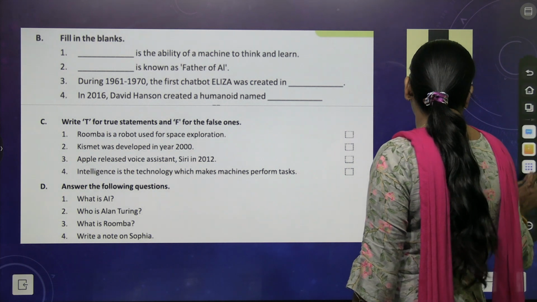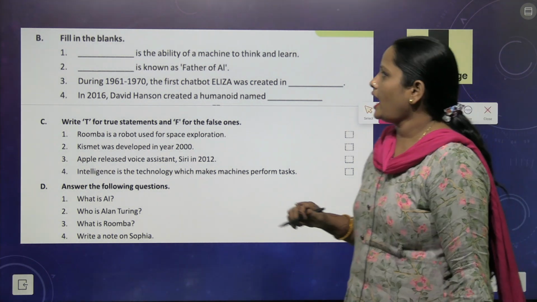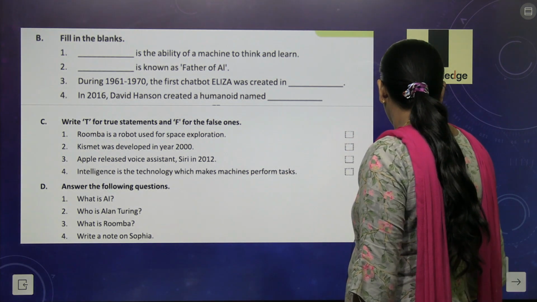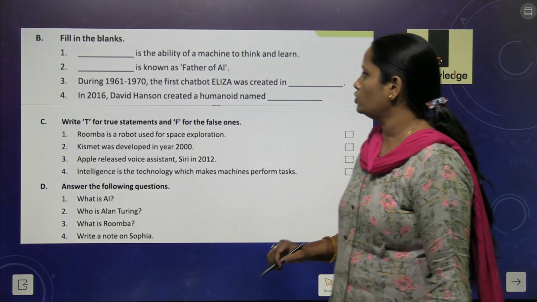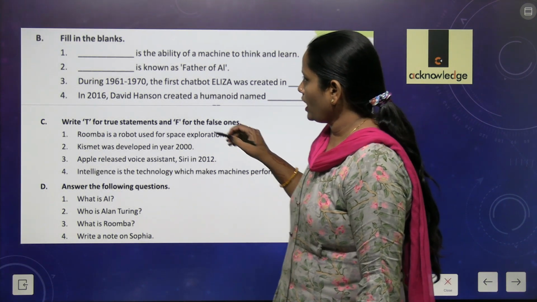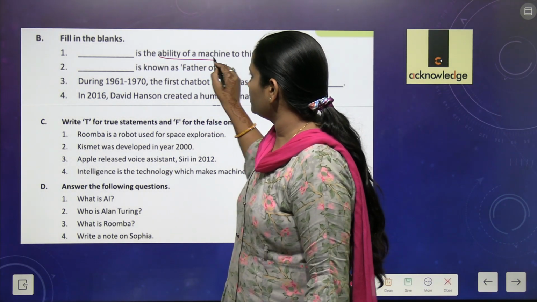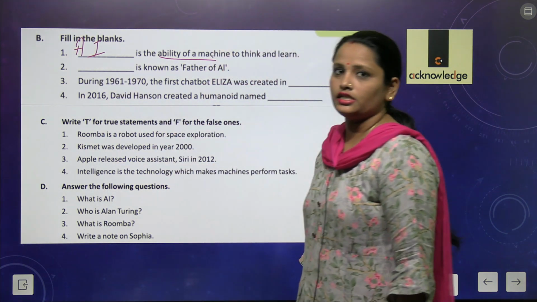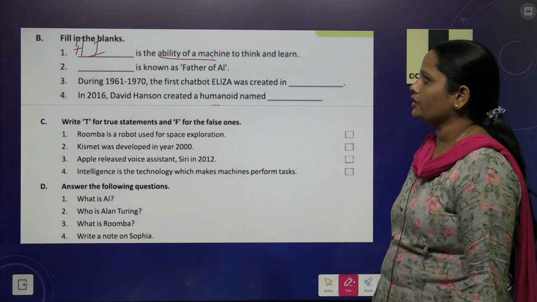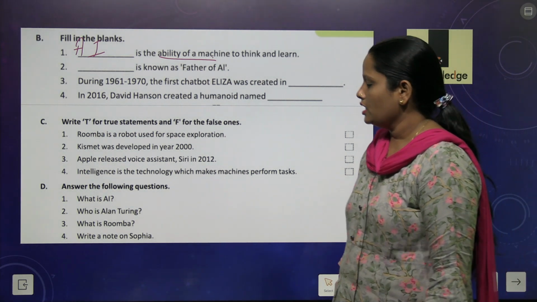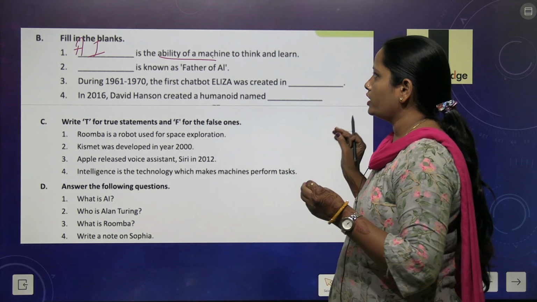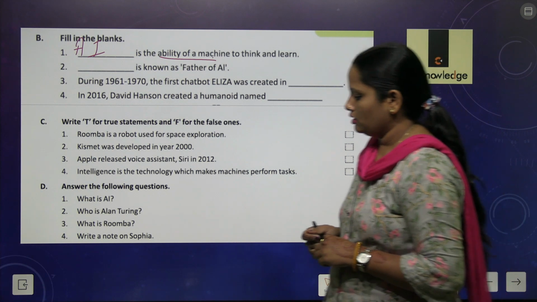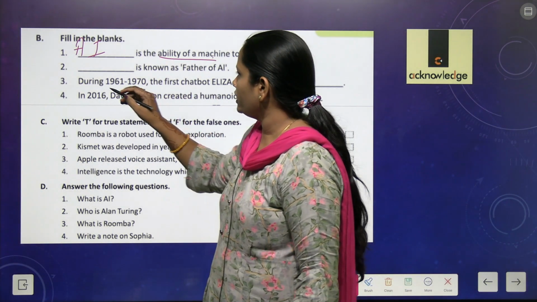Okay. Next is fill in the blanks. Dash is the ability of a machine to think and learn. What is the ability called? The ability is called AI, meaning artificial intelligence. So artificial intelligence is the ability that helps the machine to think and learn. Okay, who is known as the father of AI?